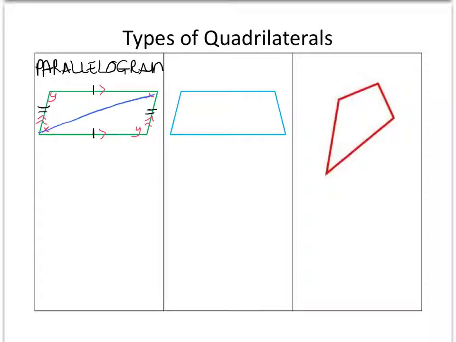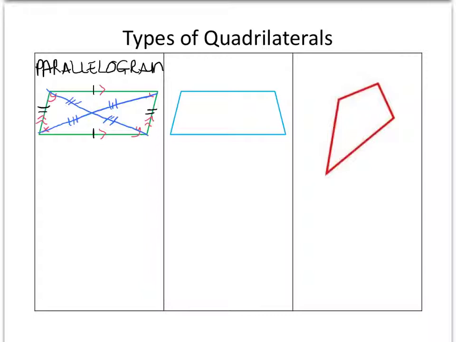Let's take a look at the diagonals. Okay, just like in a rectangle, the diagonals don't intersect at 90 degrees. However, they do bisect each other. They do cut each other in half. So this length and this length are equal to this length and this length. So all four of those are equal.